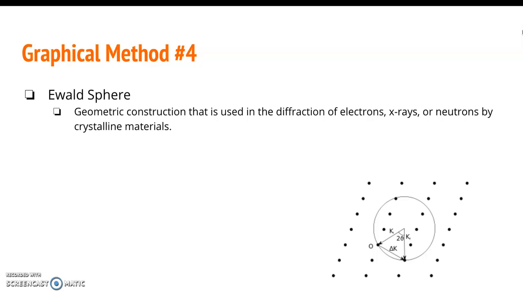You have something called Ewald sphere. It's a geometric construction that is used in the diffraction of electrons, neutrons, and X-ray crystallography, which deals with crystalline materials. So it's very helpful for them to break it down. They can kind of see what works well and what does not work well. It's a little bit complex at our level to kind of comprehend right now, though.